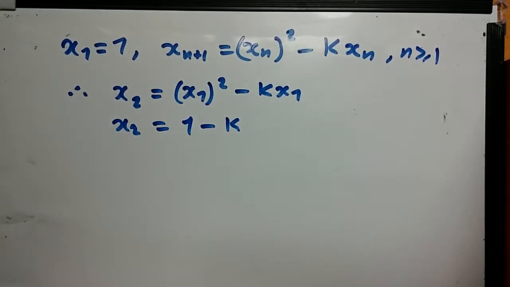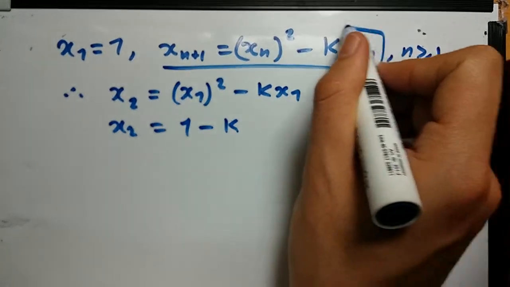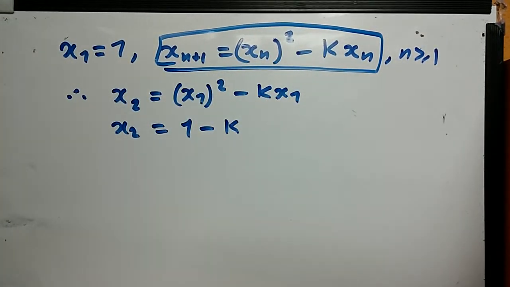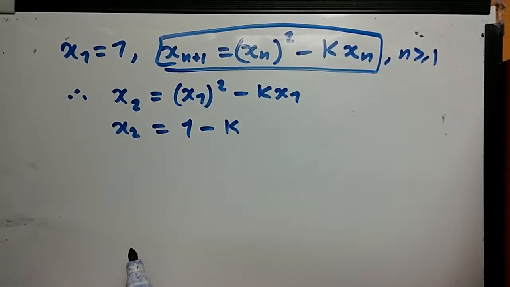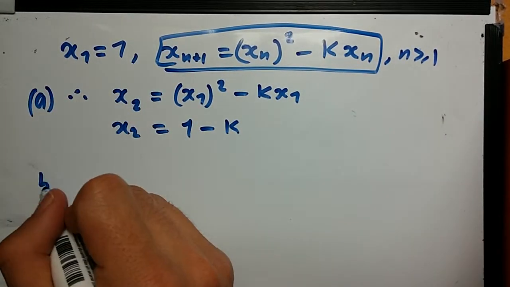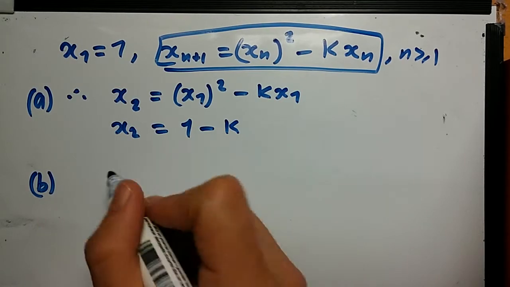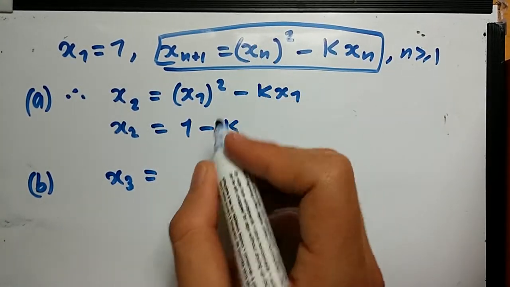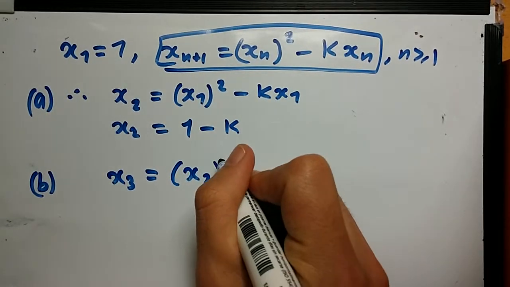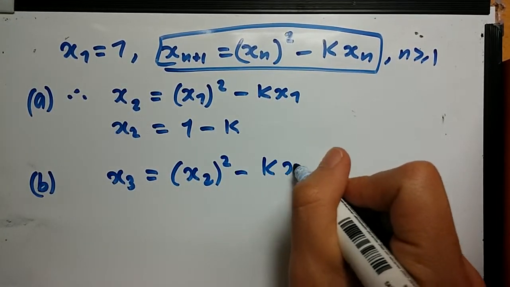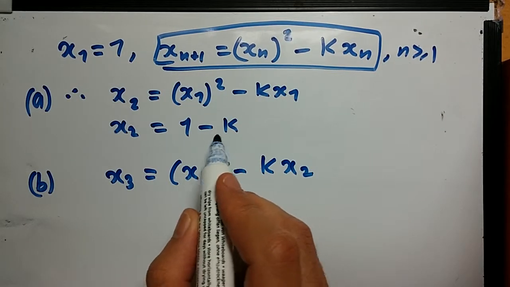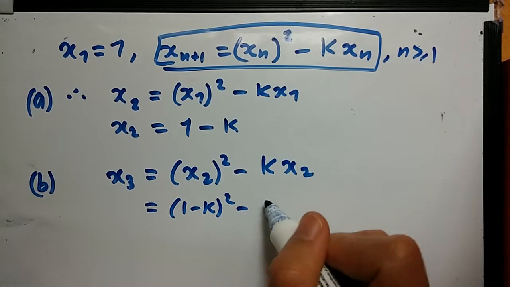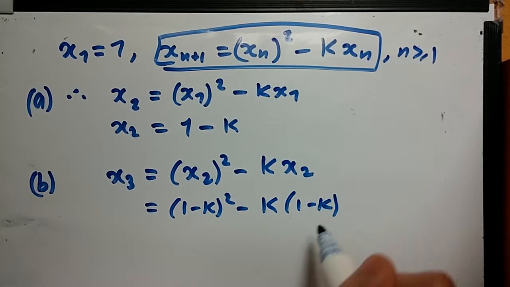So now, if we're going to repeat this relationship, all we're going to do is substitute n equals 2 for x2 to get x3 and so on. So once again, let's do another problem. Let's try and find x3, okay? To find x3, we need to replace n with 2. So replacing n with 2, we're going to have the same thing: x2 squared minus k times x2. And we already said x2 is 1 minus k. So what we're going to have here is (1 minus k) squared minus k times (1 minus k).